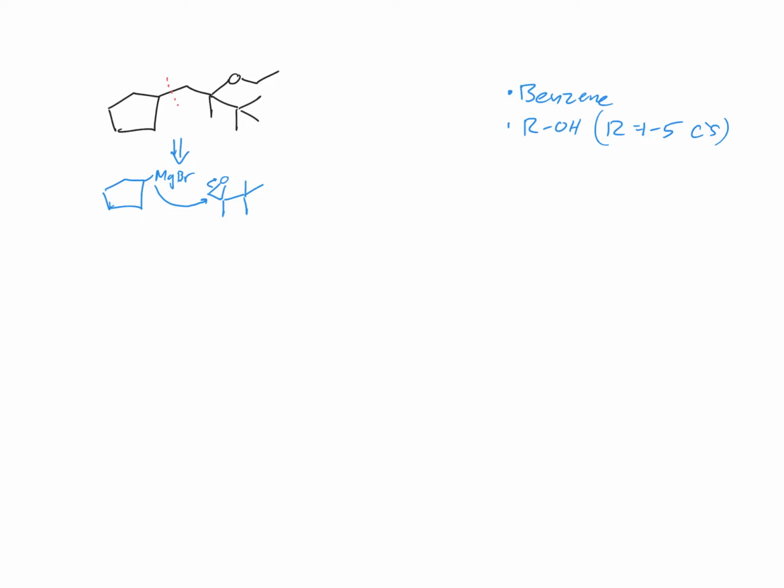And of course, I can make this cyclopentyl Grignard from cyclopentanol. Sorry, I'm mixing up my parent chains. 2 steps to the Grignard. So the question then becomes, how do I get this epoxide?